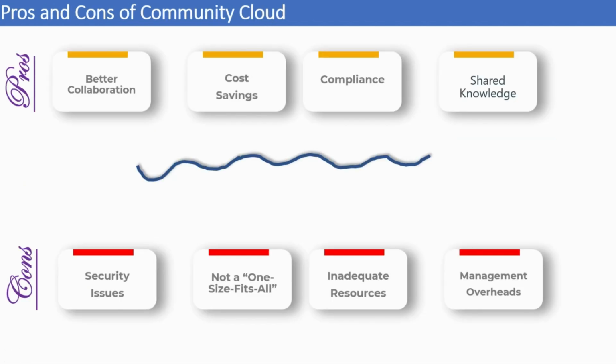Now let's see what are the pros and cons of community cloud. The first one is decisions are made collaboratively between organizations while going for collaborative community cloud, and so it helps in better collaboration. Number two, sharing of infrastructure and services can result in lower cost compared to each organization setting up their own environment. So it is a good cost savings for every organization.